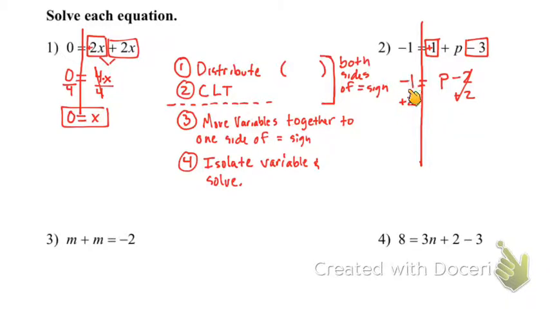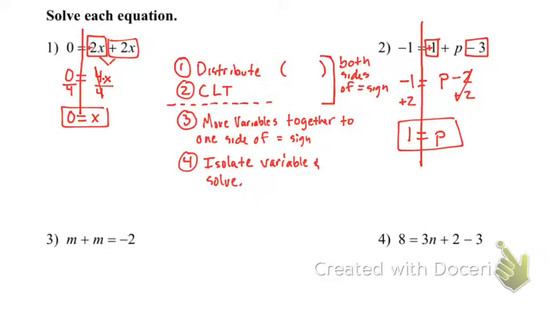Again, negative and positive, we got to see who's going to win and by how much. So I know the positive is going to win, and it's going to win by 1. So it's +1 equals p.